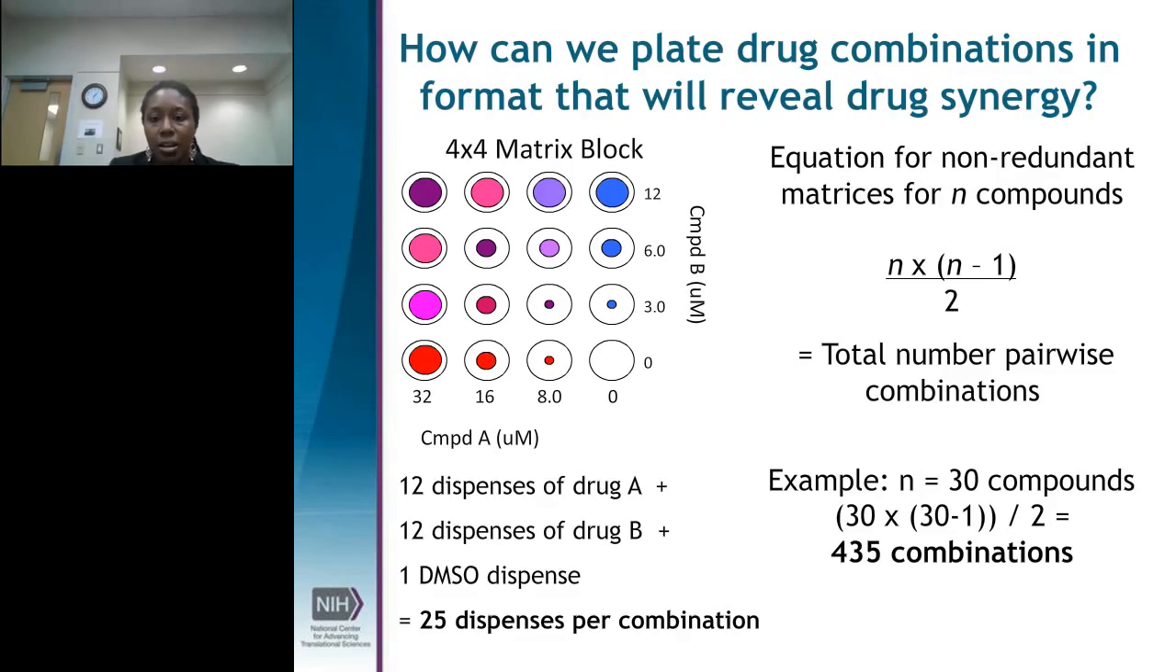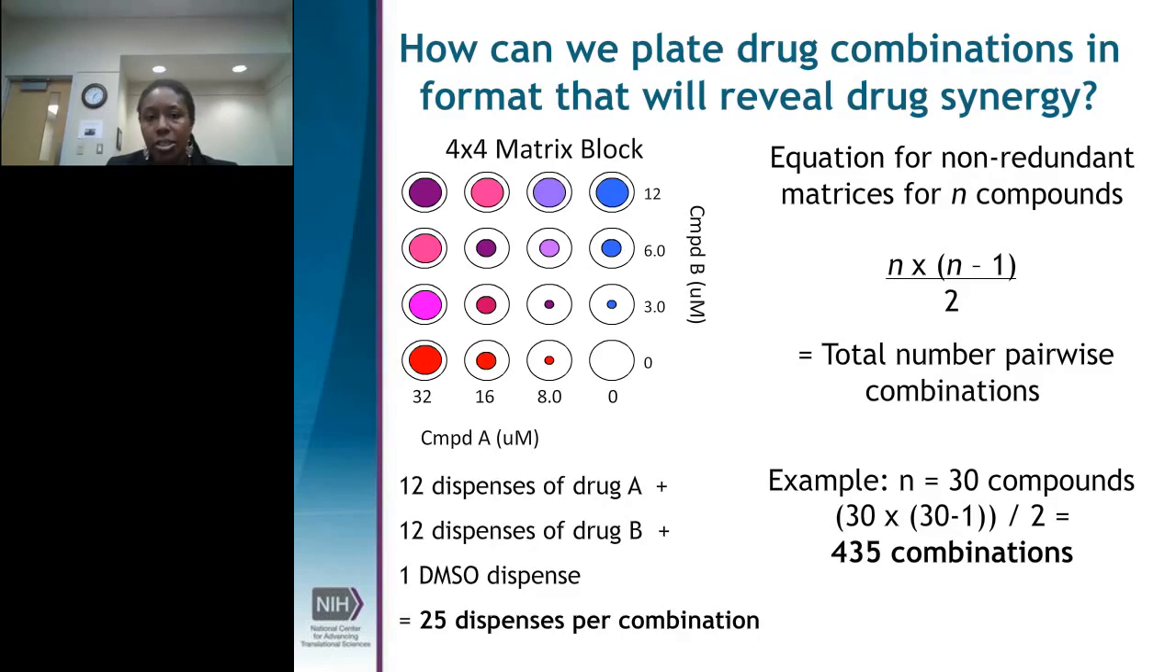And then the center of this block is the part of the matrix block where you would be able to see synergy if it was present, because in each well there is the combination of the doses of compound A and B, and so you can see the mixing colors. Compound A is red, compound B is blue, and so in this block you have various shades of purple and pink because each of those compounds is in different ratios within this 4x4 matrix block.